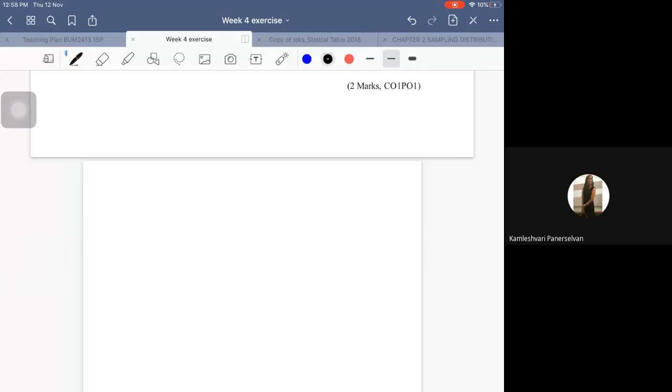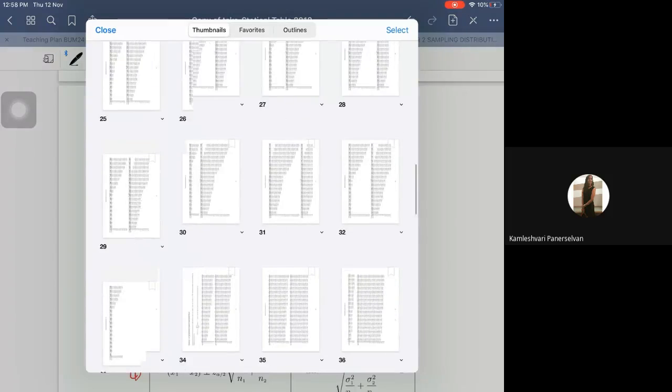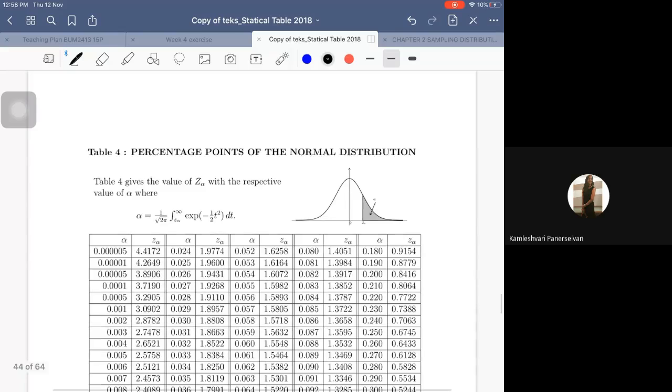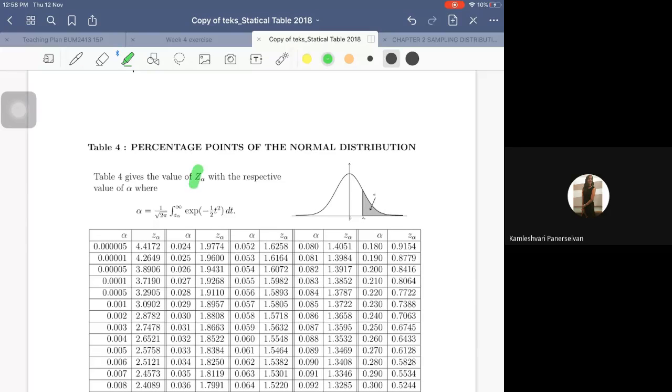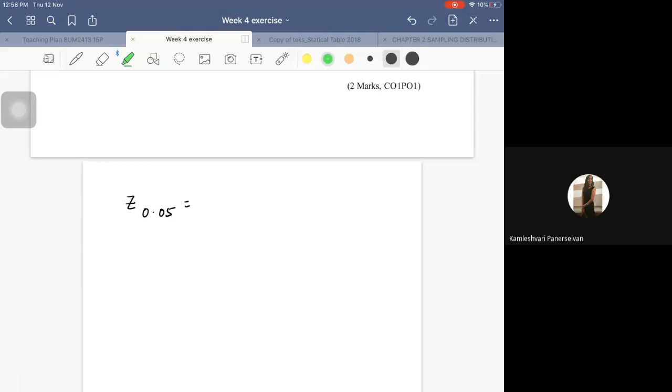Okay, for example, if you want to find Z 0.05, so in your calculation, you need to find Z 0.05. How do you find Z 0.05? This number is going to be on page number 36. So let me put it over here so you can refer to that later. This is going to be on page 36.